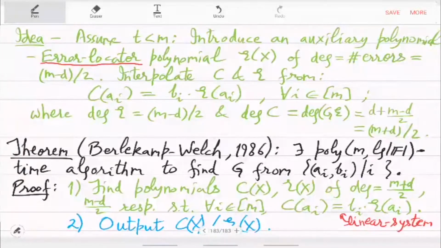So let us try to prove that. Everything is in the proof, actually, based on the idea that we discussed. We are thinking of E as the error locator. The intention is to collect these bad a_i's in the error locator.